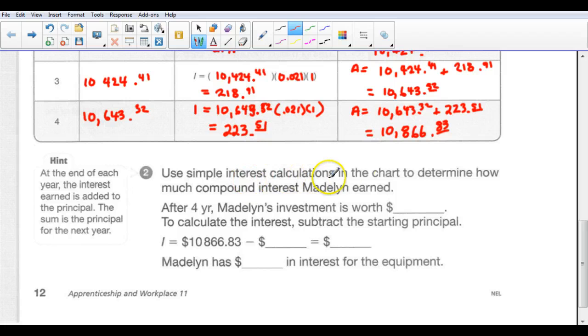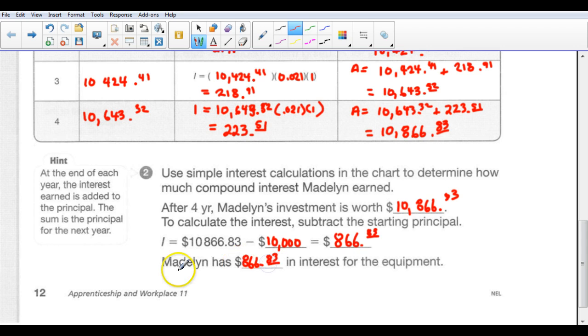So we're using the simple interest calculations in the chart to determine how much compound interest Madeline earned. So after 4 years, Madeline's investment was worth $10,866.83. Okay, you can see right here. We're going to subtract the original $10,000 investment, which means that she earned after 4 years $866.83.